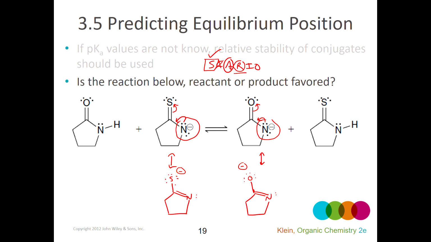And this is where students sometimes make a mistake. Oxygen is more electronegative. If I looked at the electronegativity values, sulfur is about 2.6, oxygen is about 3.5. Oxygen is much more electronegative, so it attracts shared electrons toward it better than sulfur does.